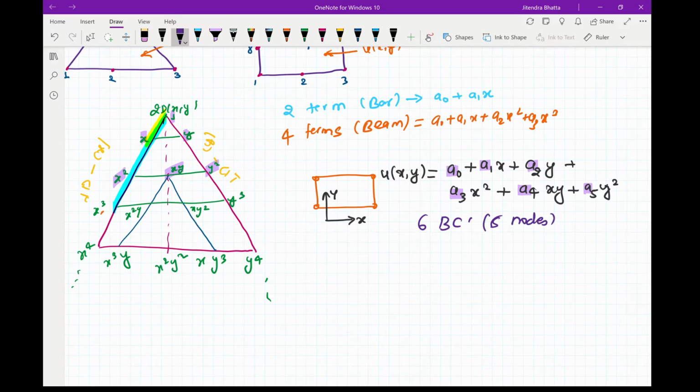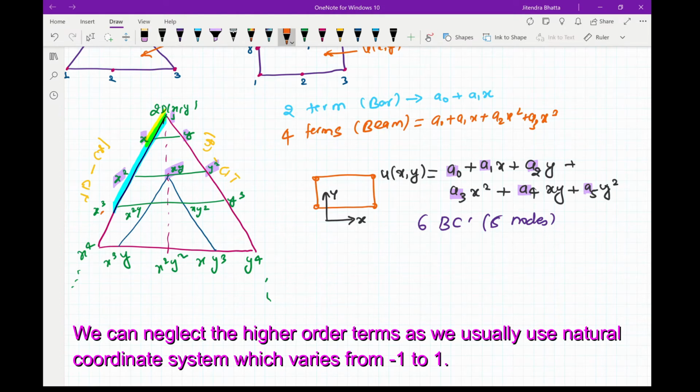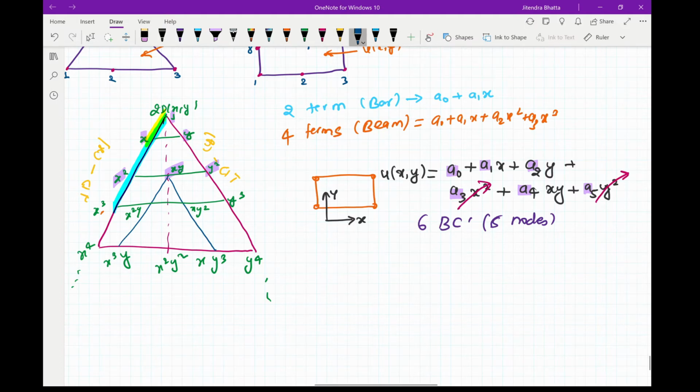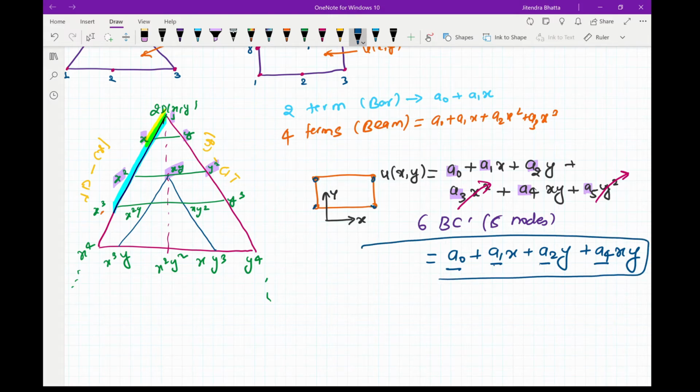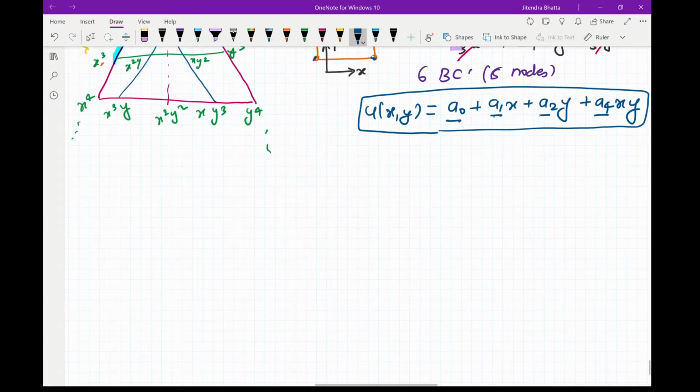But you don't have it, we only have 4. So what to do here is, generally we can neglect the higher order terms. So we can neglect this one and this one. So what you have here is, you'll get a0 plus a1x plus a2y plus a4x y. Now you see you have 4 terms here and you have 4 nodes. Therefore you can use this function to solve for your shape function. Let's try this.